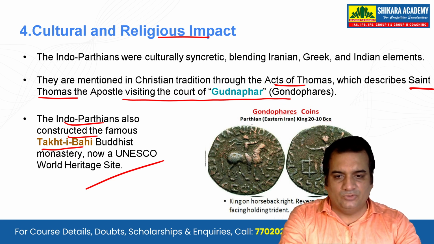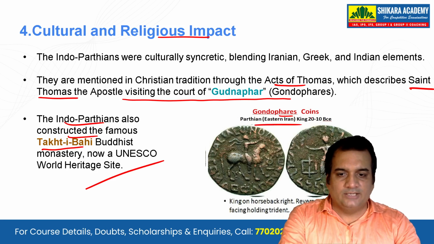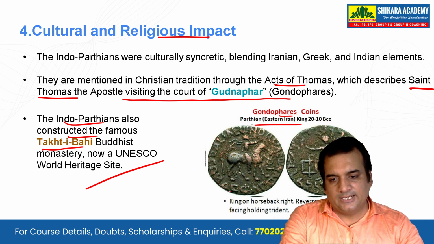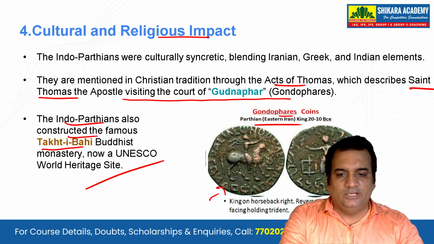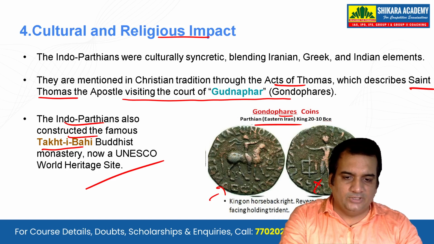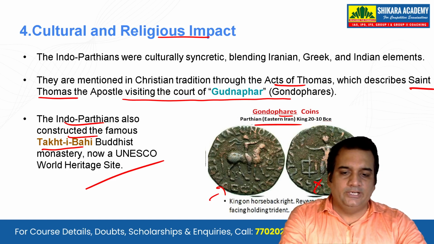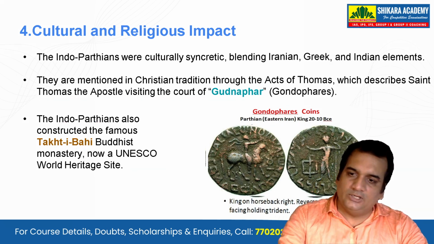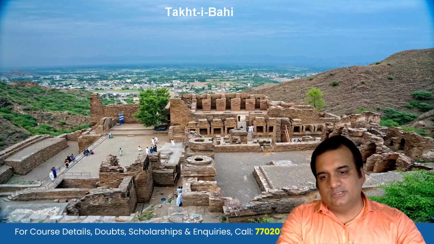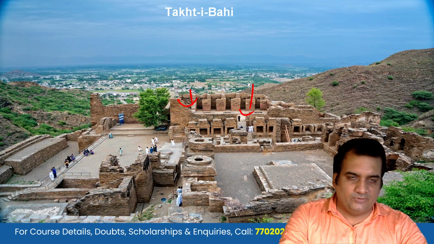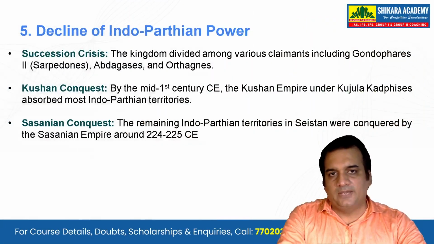And here you see the Gondophares coins, where the Parthian Eastern Iran king, 20 to 10 before Common Era, can be seen. In the coin you can see the king on horseback on the right, and on the reverse side you can see Lord Shiva facing, holding the trident or Trishul in his hand. Now Takhti Bahi, this is the famous UNESCO World Heritage Site that we have already seen. It was built by the Parthians.